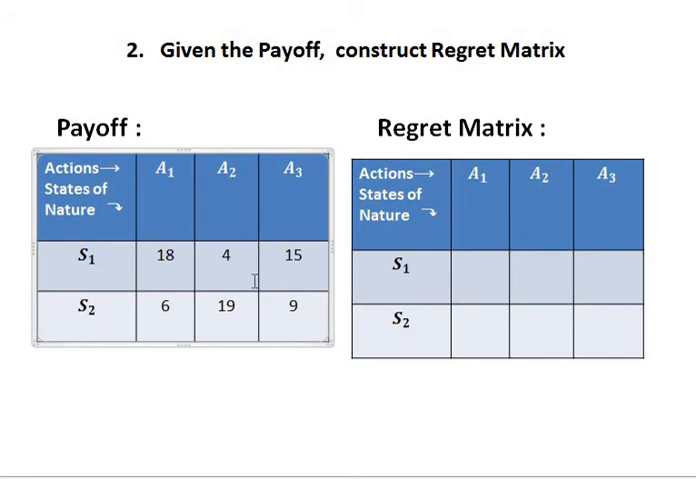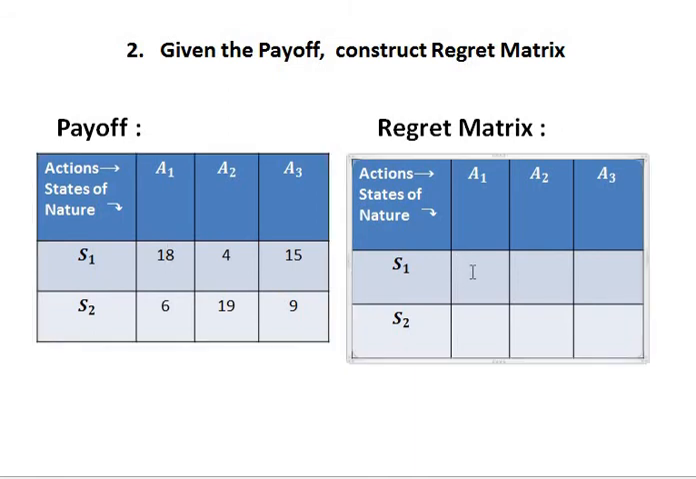So let us find out what will be the regret. To find the regret, what we'll do? We will subtract all the entries in that particular row from the maximum value, that is from 18. So what will be the first value here? 18 minus 18, the regret value will be 0. Okay. Next, 18 minus 4, the regret value will be 14. Next, 18 minus 15, the regret value will be 3.